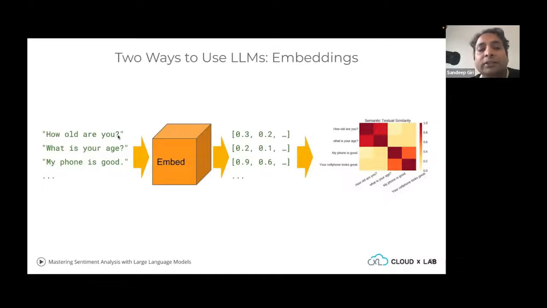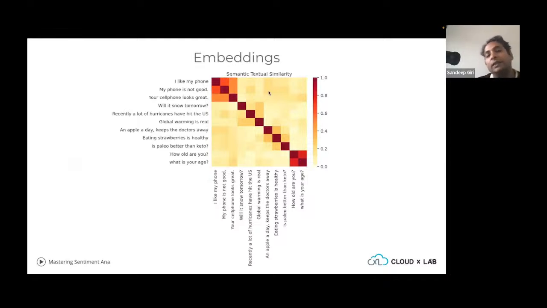For each of these sentences, we found the embedding. And when we compute the distance between them, you will see that things that are similar, for example, my phone is good and your cell phone looks good, are very close by. How old are you versus cell phone is great are far apart. But how old are you and what is your age are close by, because these two sentences are similar. So these numbers are close by. I'll show you more details about it. This one represents the embedding distance.